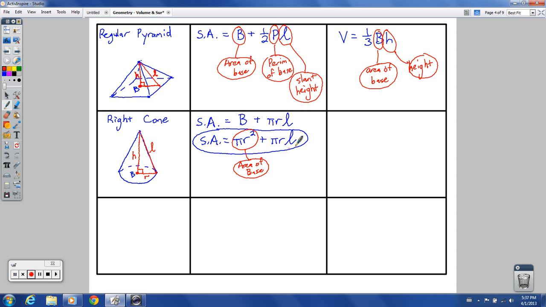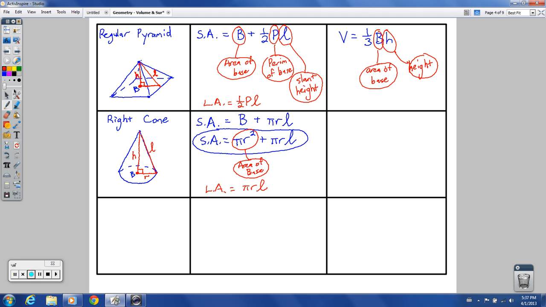And then this pi r L, this is the lateral area part, the part around there. So lateral area, in this case, the LA part, is going to equal pi r L. Up here I forgot to mention that the lateral area here was this part. The non-base parts are the lateral area part. And so it's 1/2 perimeter times the slant height.